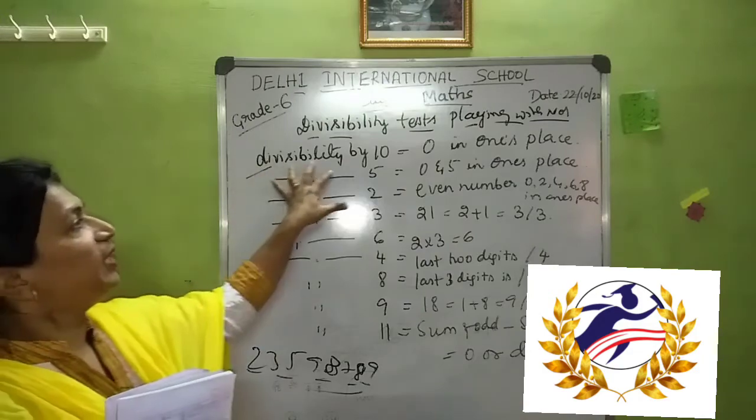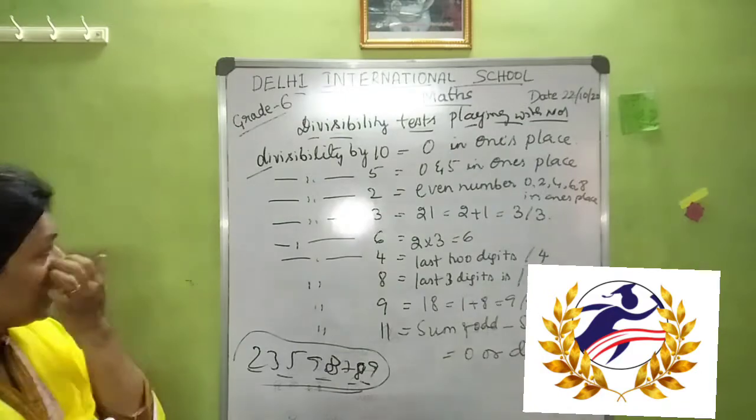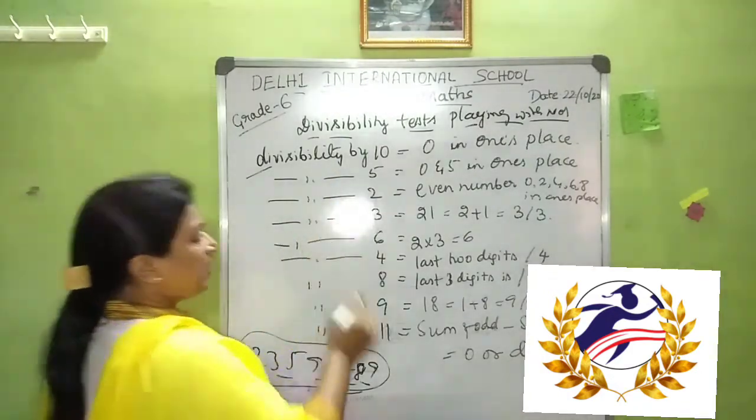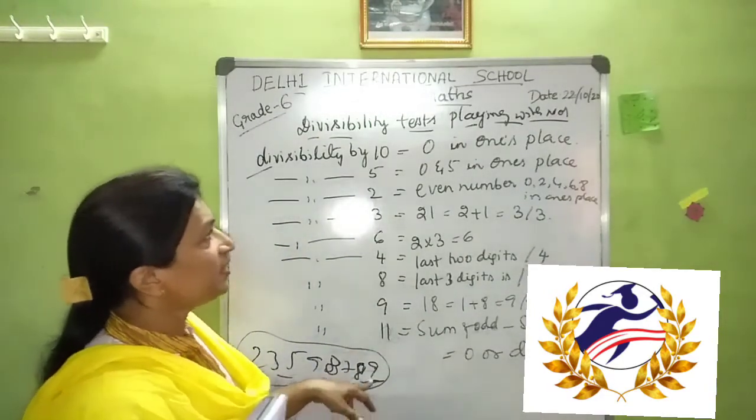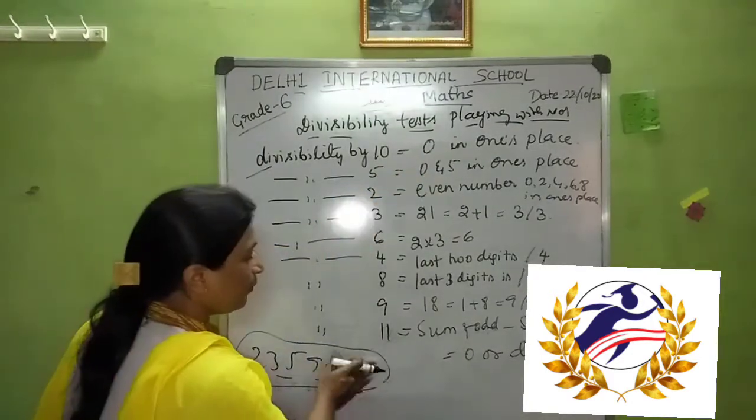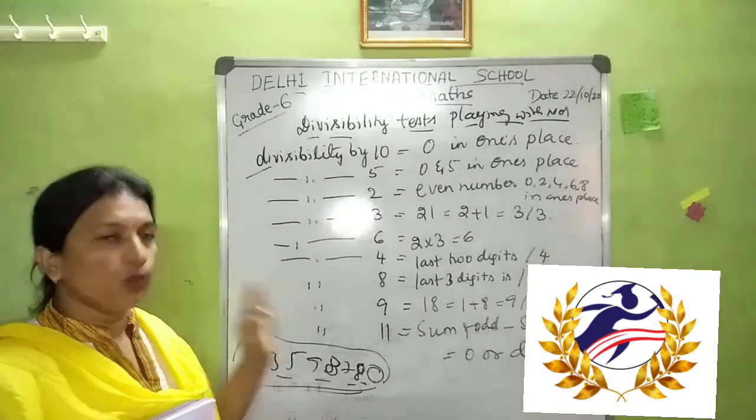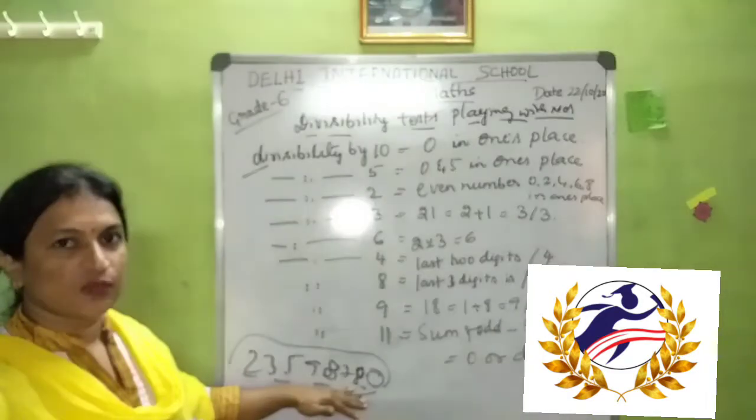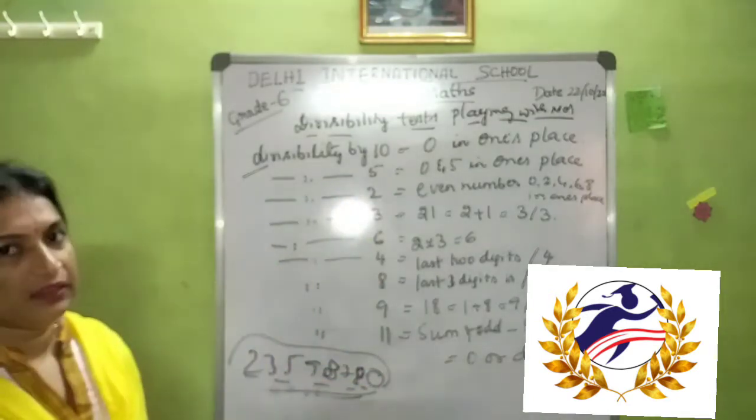So first one is divisibility by 10. If a very big number is given, how can we say whether it is divisible by 10 or not? For that we should see the last number, which is in the ones place. When 0 is in the ones place of any given number, it is definitely divisible by 10. That is the rule behind this. Whether the number is big or small, when it has a 0 at the ones place, it is definitely divisible by 10.